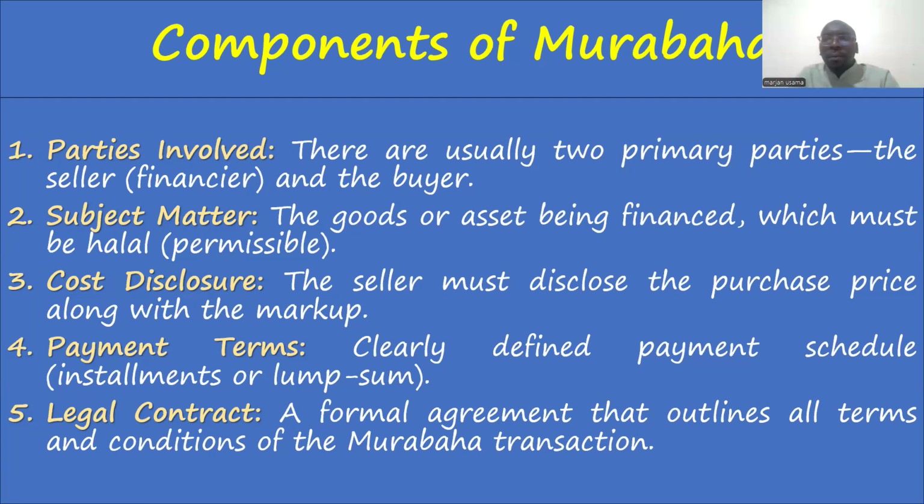Then we also have the cost disclosure. That is, the seller must disclose the purchase price along with the markup. Then you have the payment terms, a clearly defined payment schedule, which is installment or lump sum. It can be paid at once. Then lastly, the legal contract, which is a formal agreement that outlines all terms and conditions of the Murabaha transaction. So these are the components of Murabaha, and it's very important to know these components.